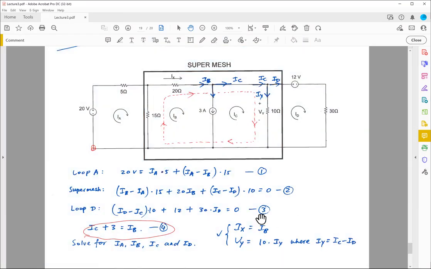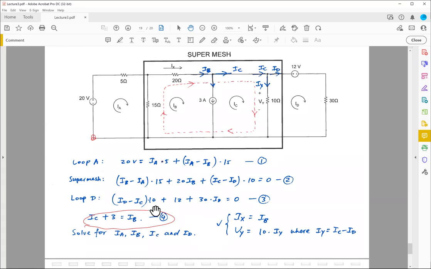Okay. So now going back to loop B, which is this one, right? This is the external loop to my super mesh. So this one is easy. So I start from here. I go up, right? So I have ID minus IC times 10 plus 12 plus ID times 30. Okay. 1, 2, and 3, 3 terms, right? 3 elements, 1, 2, and 3. Summation, set it to 0. This is my last equation. 4 equations, 4 unknowns, IA, B, C, and D. Go ahead and solve for these unknown variables.